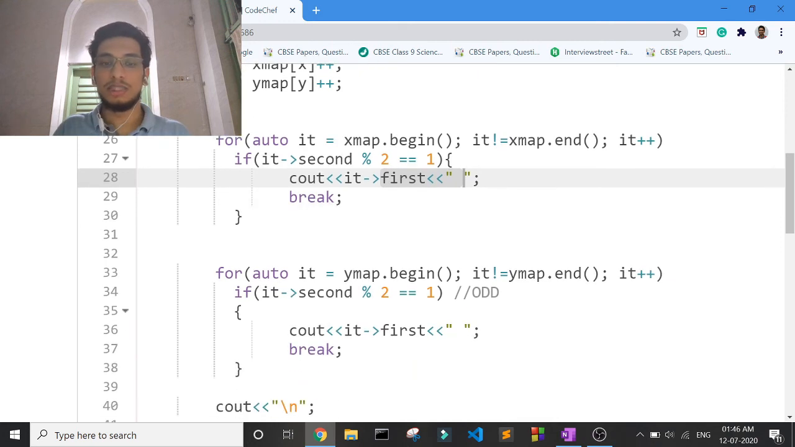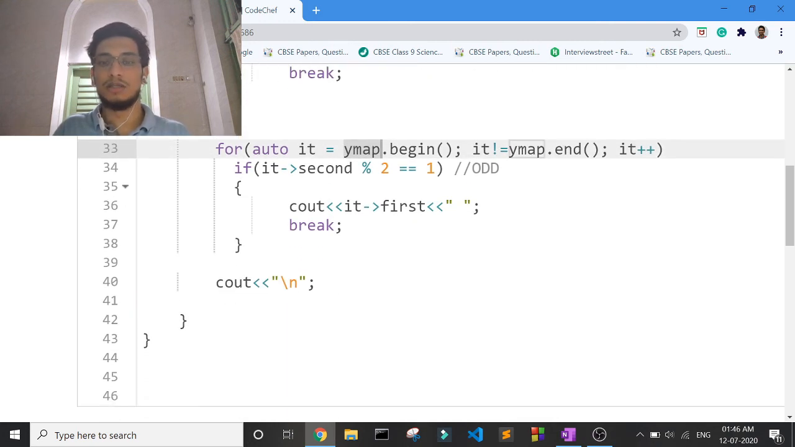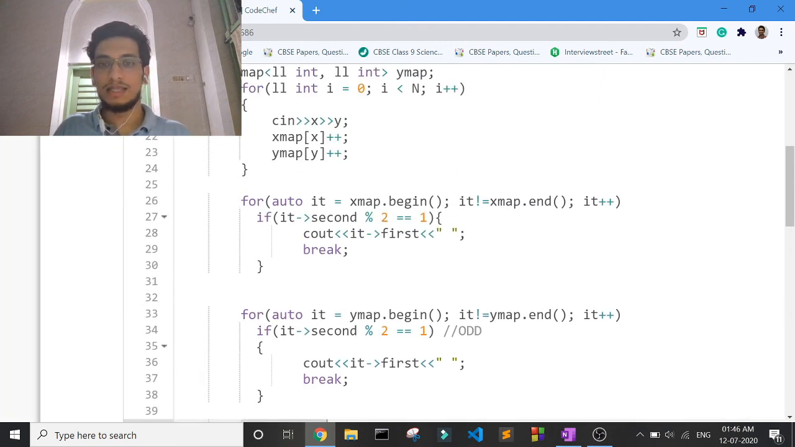And then we're going to do the same for the y map. We're going to iterate through the y map. We find something odd, we're going to print the corresponding key of it, and then we're going to break. And that's the end of the test case. You just print the end of the line, and that's it for this question.